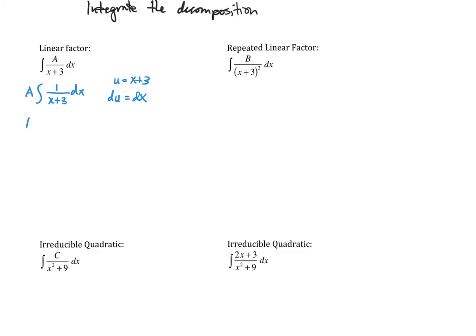I'm going to get a times the integral of 1 over u du. As we know, that's going to give you a times natural log of the absolute value of u plus c. And then I just want to make sure I sub back, so I get a times natural log of absolute value of x plus 3 plus c. Okay, so that's an integral we would get from case 1. As I was saying earlier, this comes from case 1.